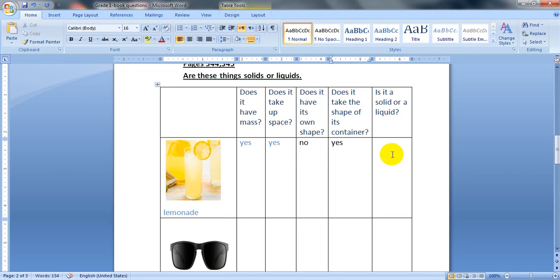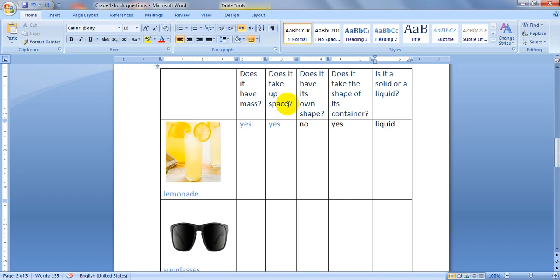What about the last question? Is it solid or liquid? The lemonade is a liquid. Why? Because it flows and it takes the shape of its container, so it is a liquid. Let's move to the next.